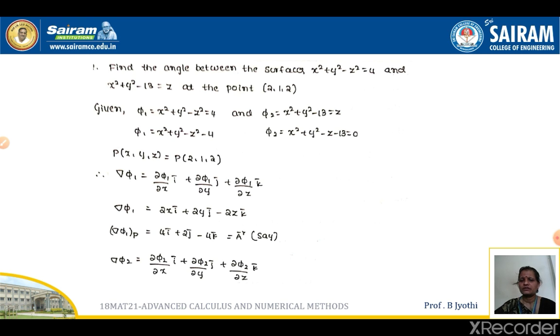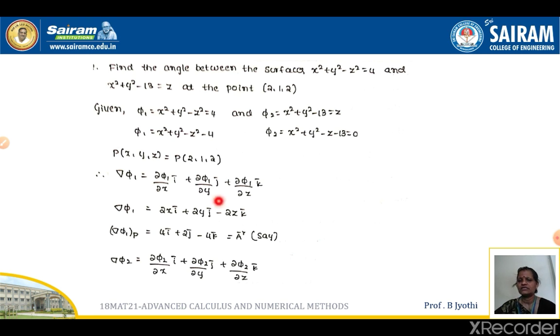Given phi 1 and phi 2, name them as phi 1 and phi 2 respectively, and take all the constants to one side. Then phi 1 is x square plus y square minus z square is equal to 4, and phi 2 is x square plus y square minus z minus 13 is equal to 0. The point they have given is 2, 1 and then 2.